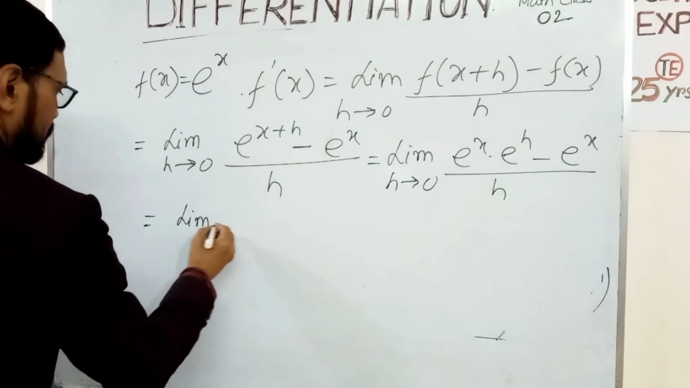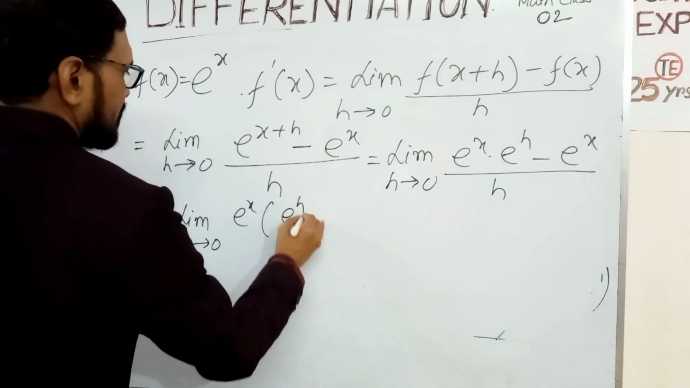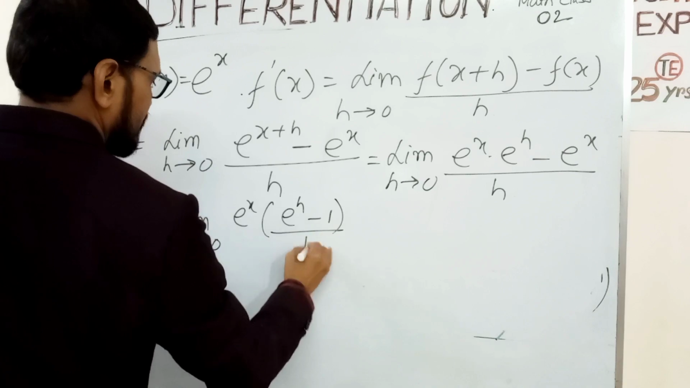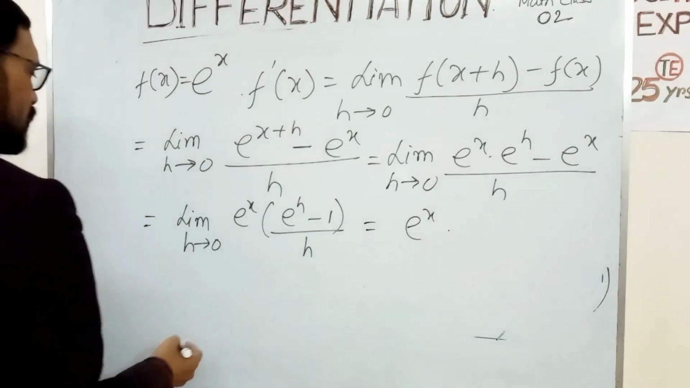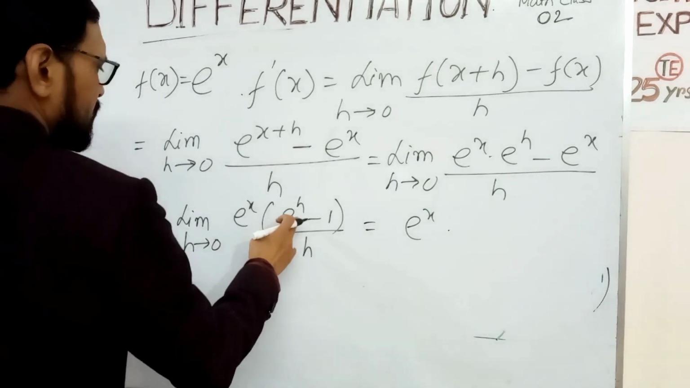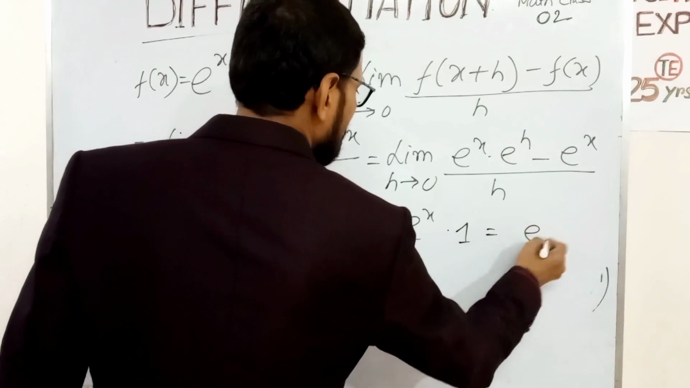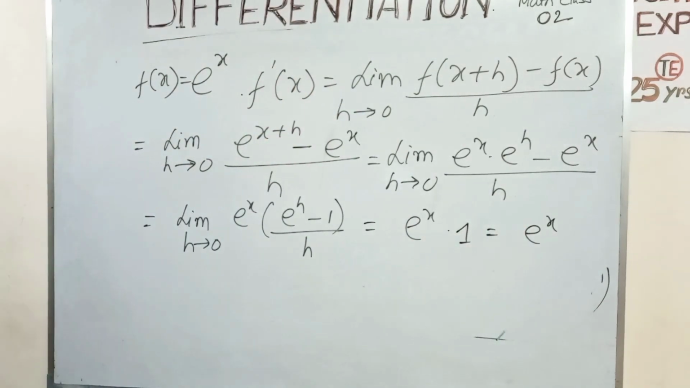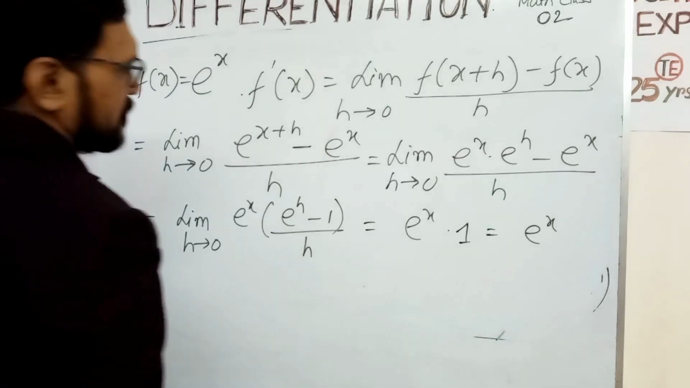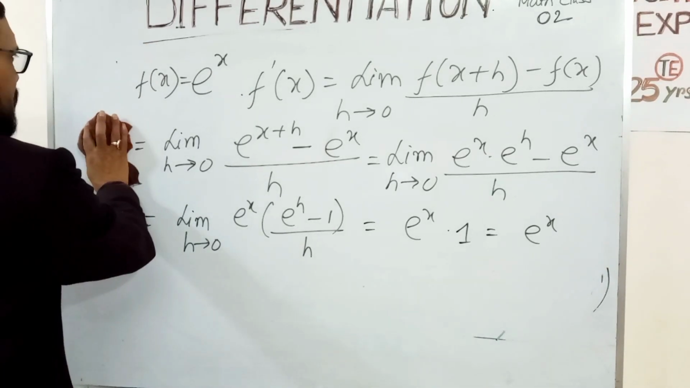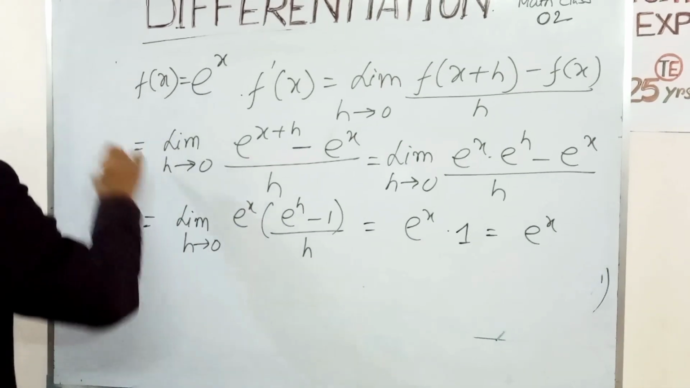Now we know the limiting formula: limit of e to the power h minus 1 by h equals 1. So this becomes e to the power x. So this is the formula for the derivative of e to the power x.